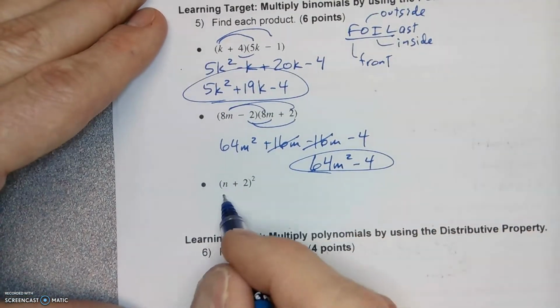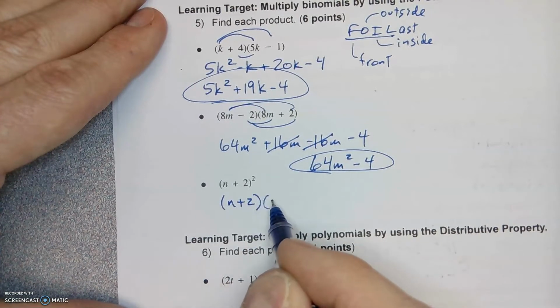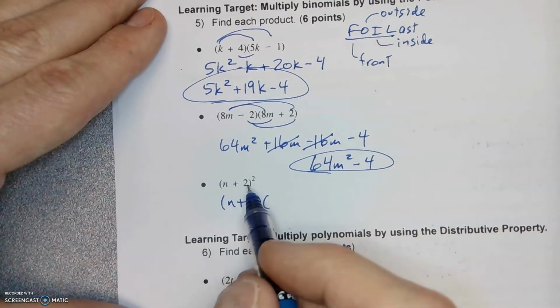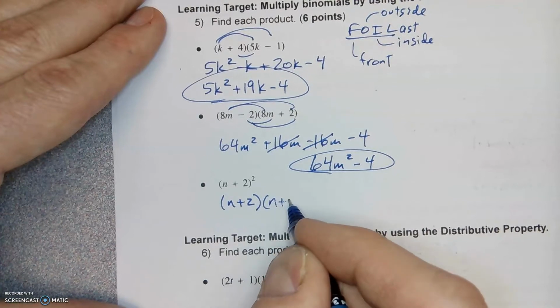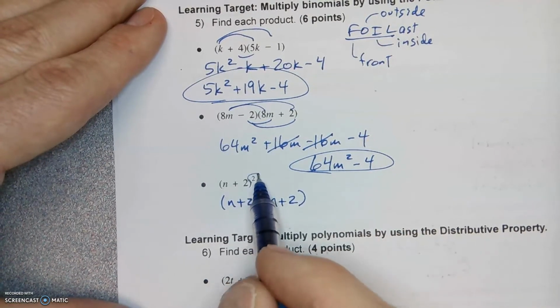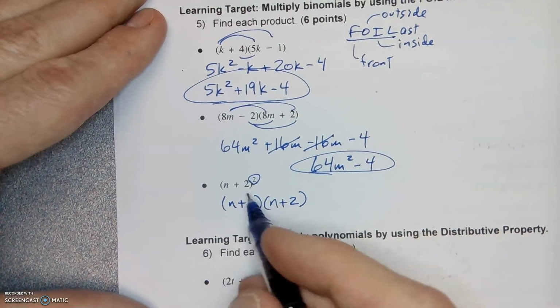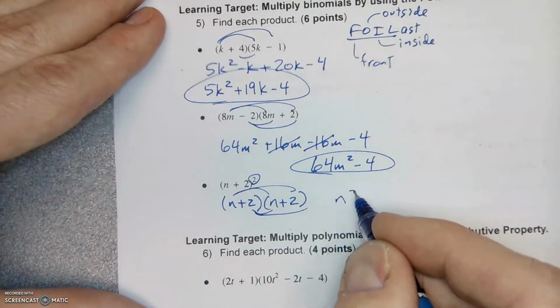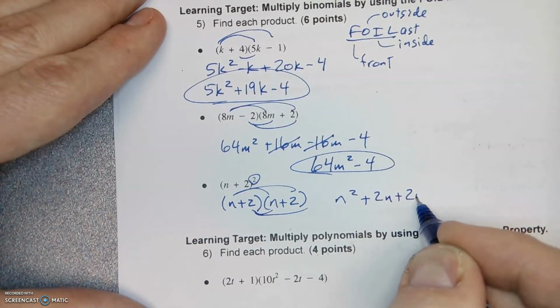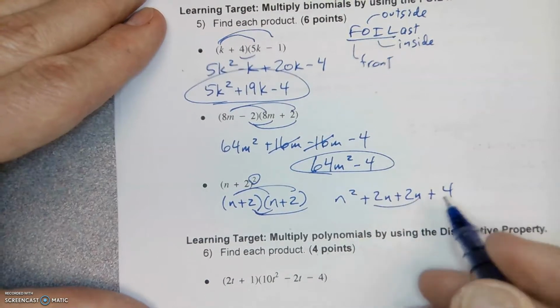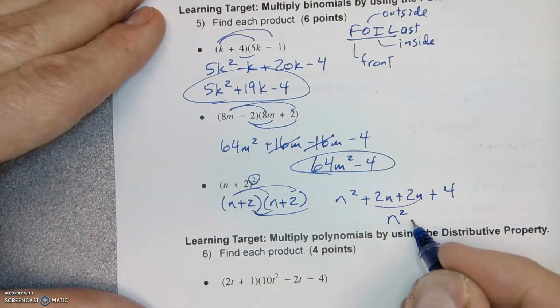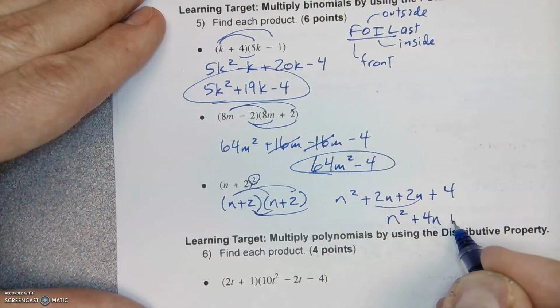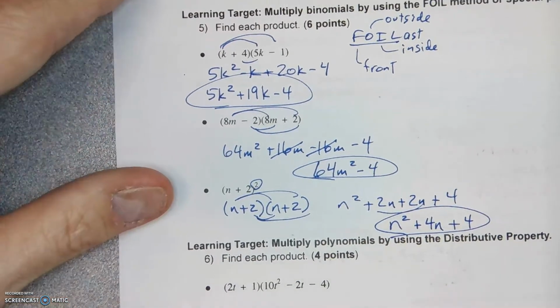Anytime you have this situation, rewrite it twice. You have anything squared that's a polynomial, rewrite it the number of times that's given there. Now we FOIL it. And that's n squared plus 2n plus 2n. Combine those like terms, and you're done.